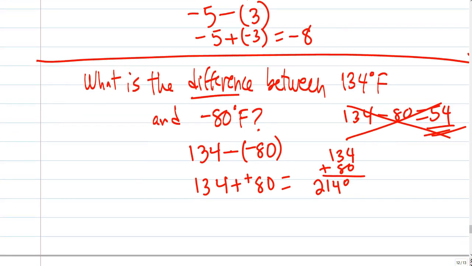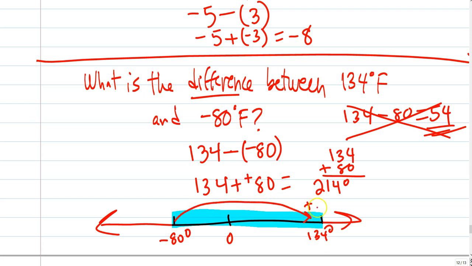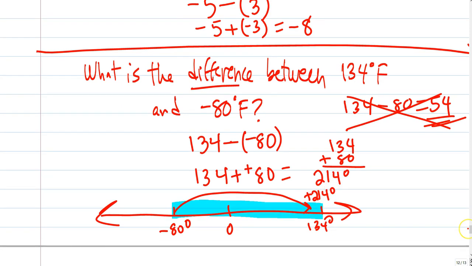This makes more sense. If we visualize it, look, 134 degrees is way over here past 0, and negative 80 is way back here. And so if I want the difference between them, I just basically want to know how far it is between these. It's not 54 degrees. Getting from here to here, we would have to add 214. That's it for this section.